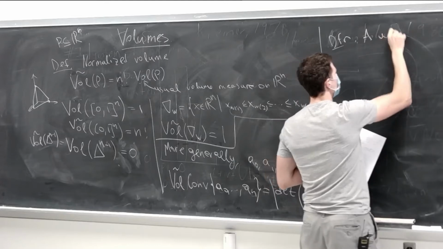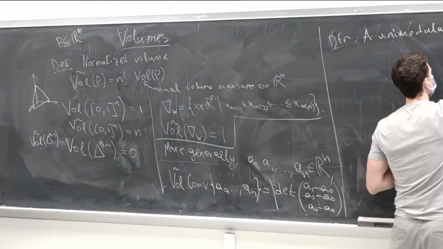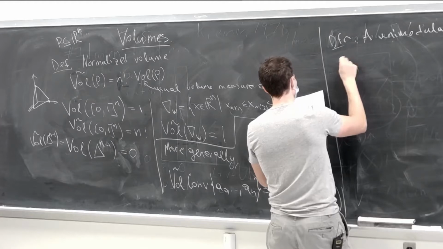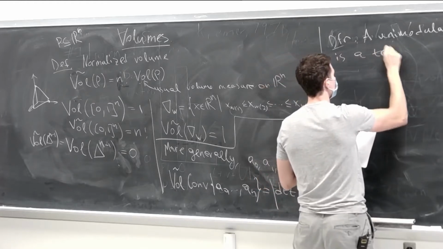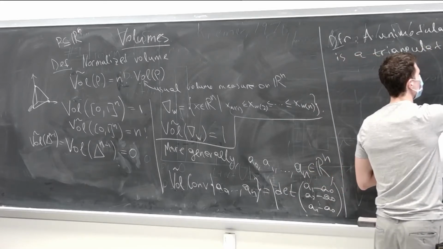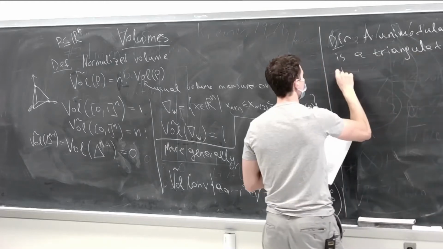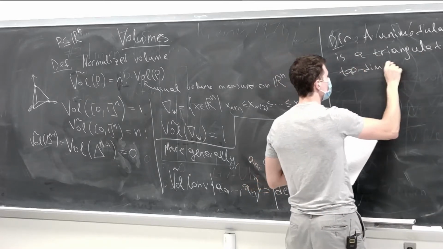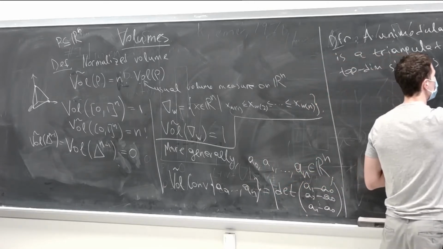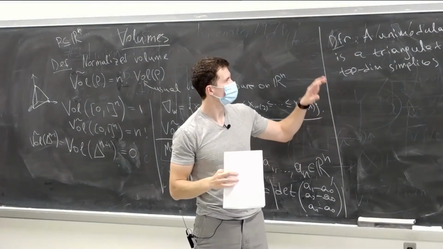A unimodular triangulation is a triangulation into top dimensional simplices of volume 1. Okay, so you have a large polytope.